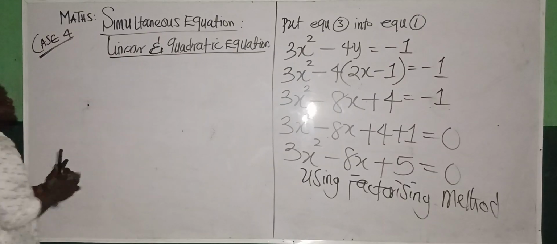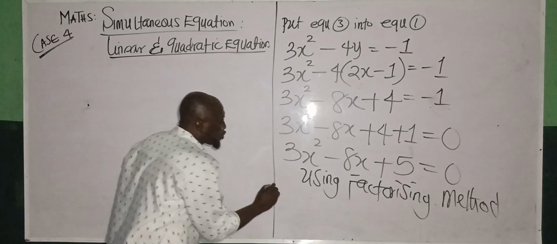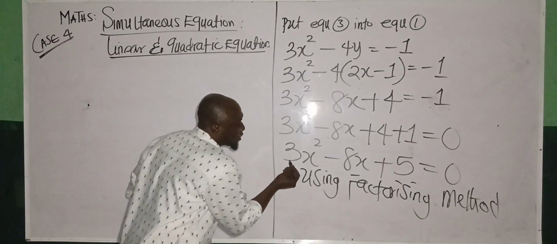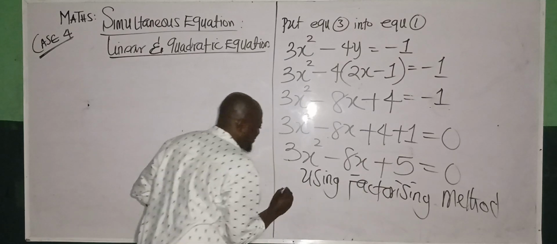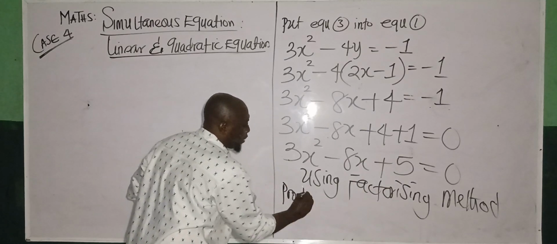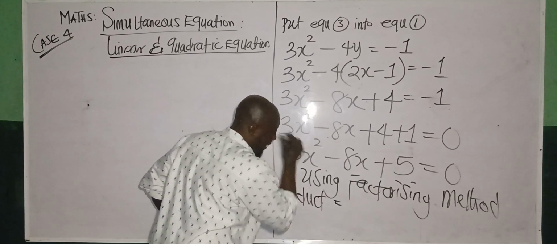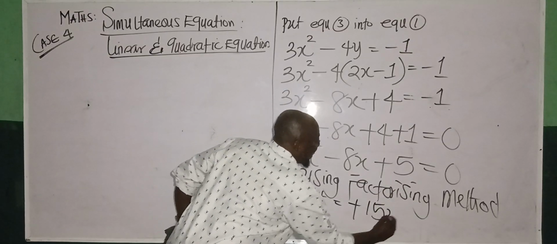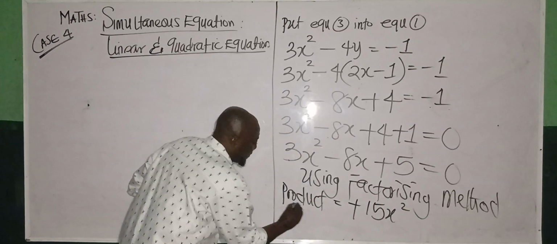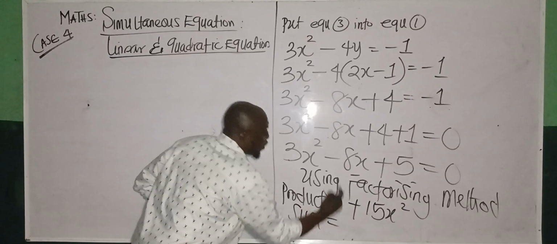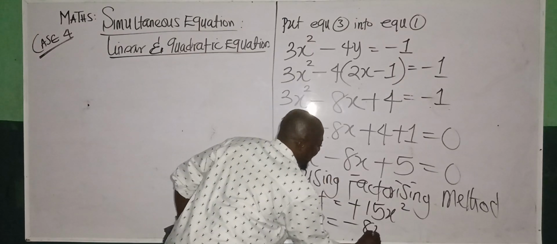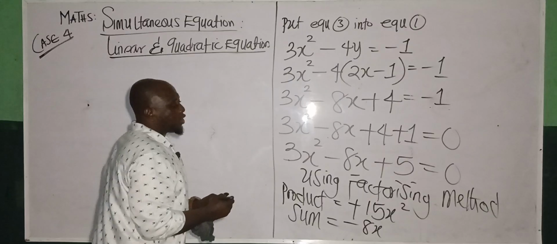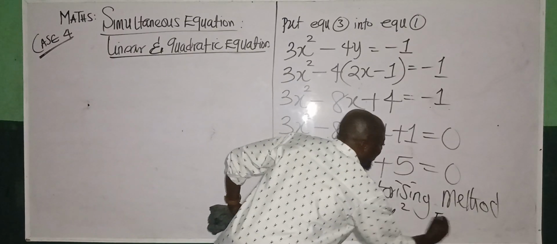Now from here, what do I know to do? First, I will multiply the first number by the last. That's my product. I already told you how that one works. Go and watch case 1 and you get to understand that. So this will give us plus 15x squared. Next, I have the sum. The sum is always the middle value, minus 8x. So we want to now get the factors.